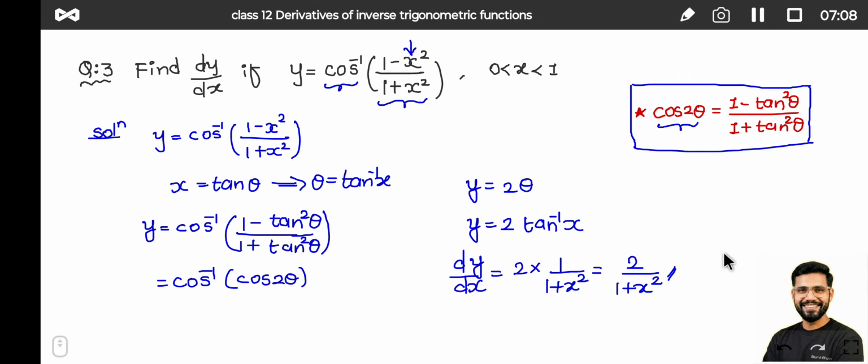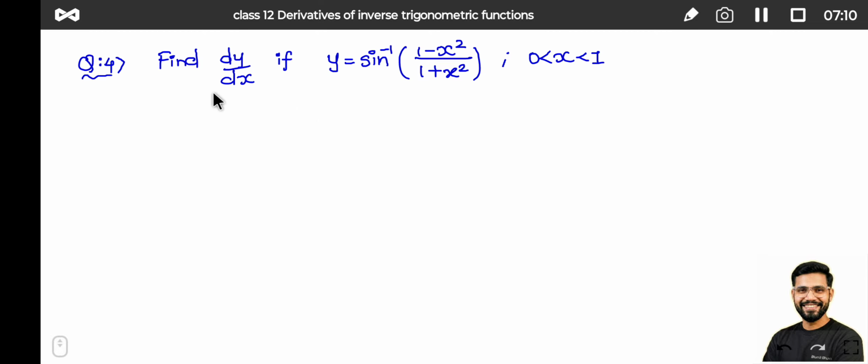Look at the next question. So the question is, find dy by dx if y is equal to sine inverse of 1 minus x square upon 1 plus x square. So inside the bracket it is again the same thing. Okay, in the previous question cos inverse was there, here sine inverse is there. So we'll apply the same formula.